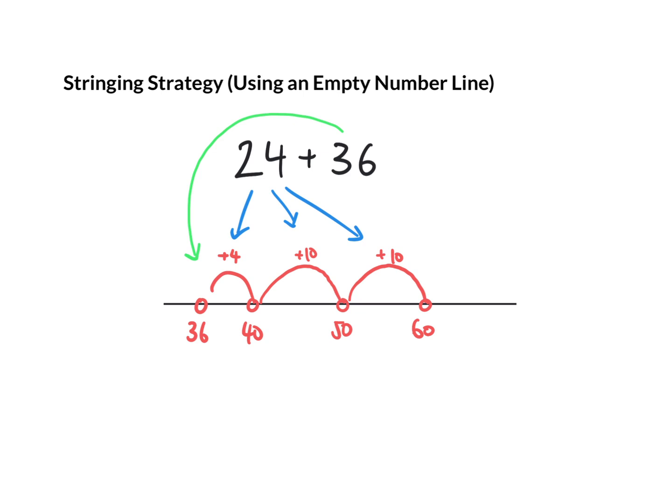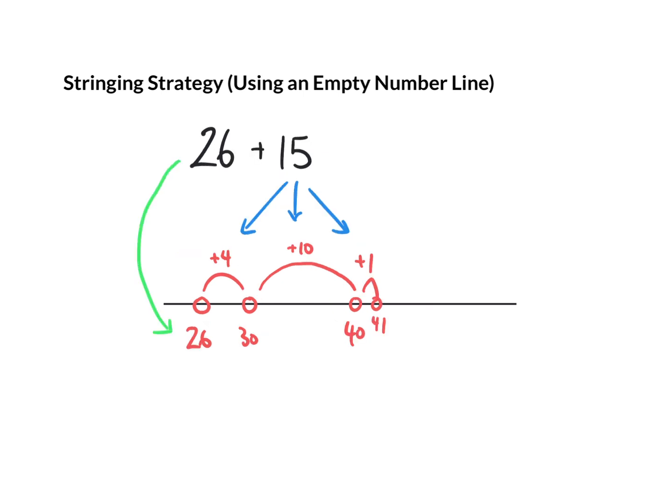So I start at 36. And the reason why I've added 4 initially is because I want to get to the closest tens number. So 36 plus 4 is 40, okay? Then I know if I add another 10, it equals 50, and then another 10 equals 60. Therefore, 36 plus 24 equals 60. What I've done is I've broken my 24 up into its parts, I've stringed them together, I've added them to 36, and then I've made 60.